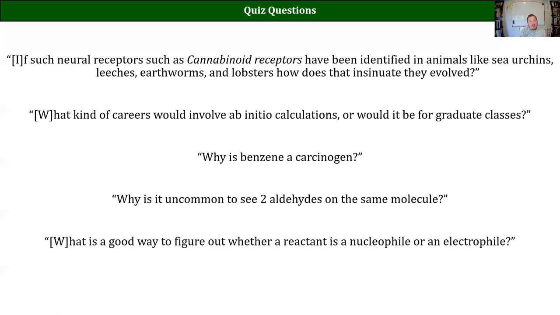It turns out living cells are really, really complicated, and there's a lot of things that can go wrong. There's always room for more research in those areas, right? You could be the one that figures out why benzene is a carcinogen when benzaldehyde is not.